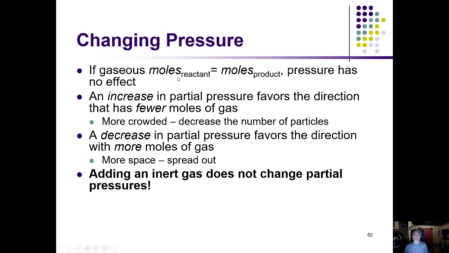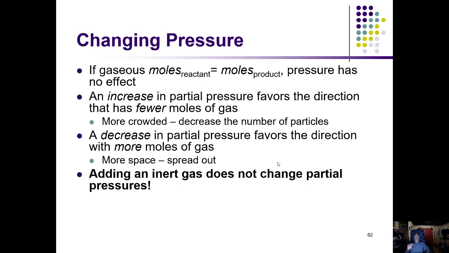So if the gaseous moles on the reactant side are equal to the gaseous moles on the product side, pressure changes have no effect. Okay? An overall pressure change is not going to have any effect if moles on the reactant side equal moles on the product side, by, let's say, adding something like an inert gas, or changing the volume of the container. Those are a couple of ways we can change the pressure.